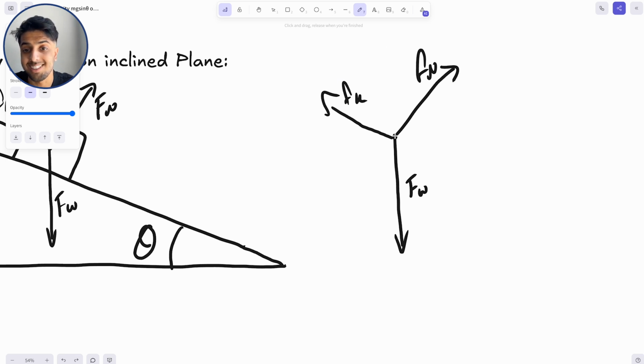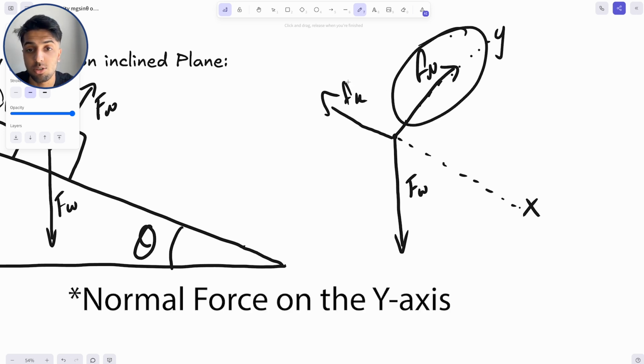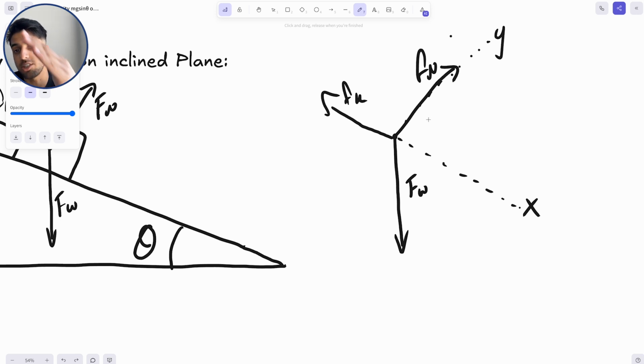But if we draw a tilted coordinate system like this, so we see we just rotated it up like this, so this is now the Y, and this is now the X, we now see we have the normal force and the frictional force acting on the X-axis. Normal force acting in the positive, frictional force acting in the negative direction.